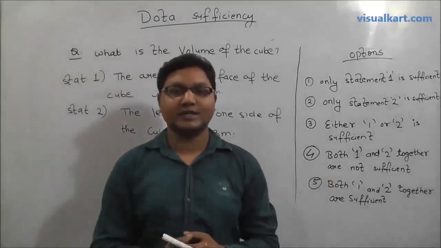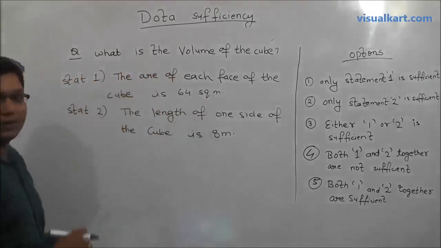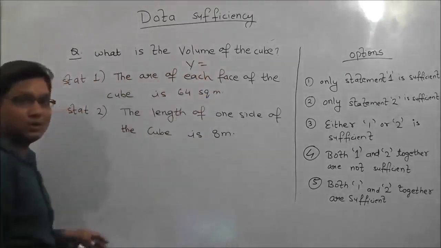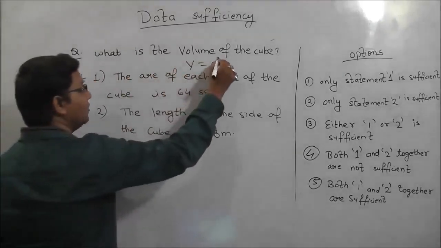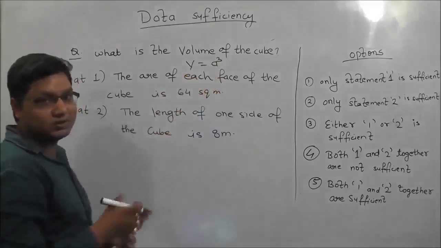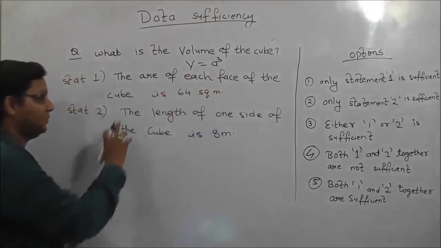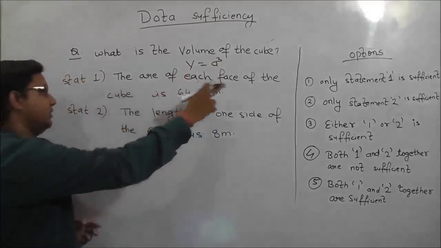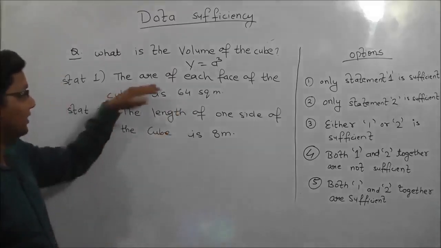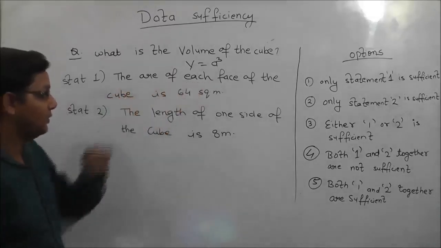Let's see our next question, that is, what is the volume of the cube? So we have to find the volume of the cube. The formula for the volume of the cube is a cubed. So we should know only one side of the cube. If one side of the cube is known, we can find the volume. Let us see the statement. The area of each face of the cube is 64 square meters. So the area of each face is given.